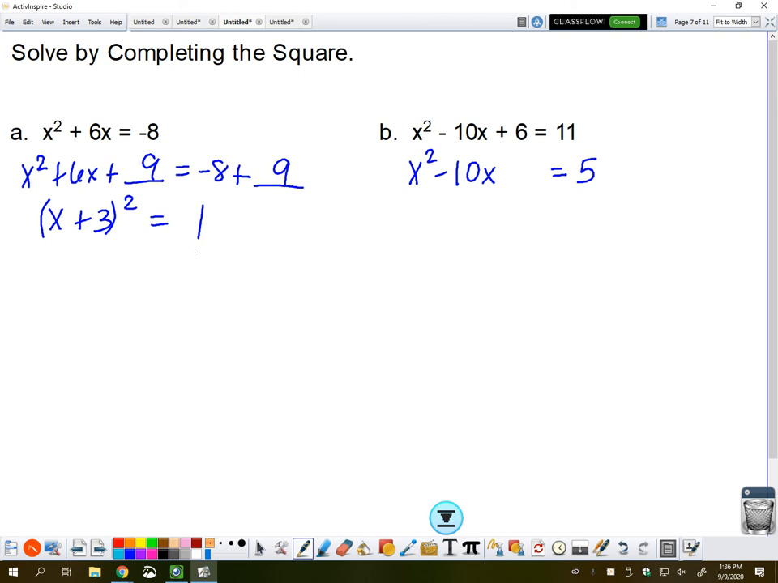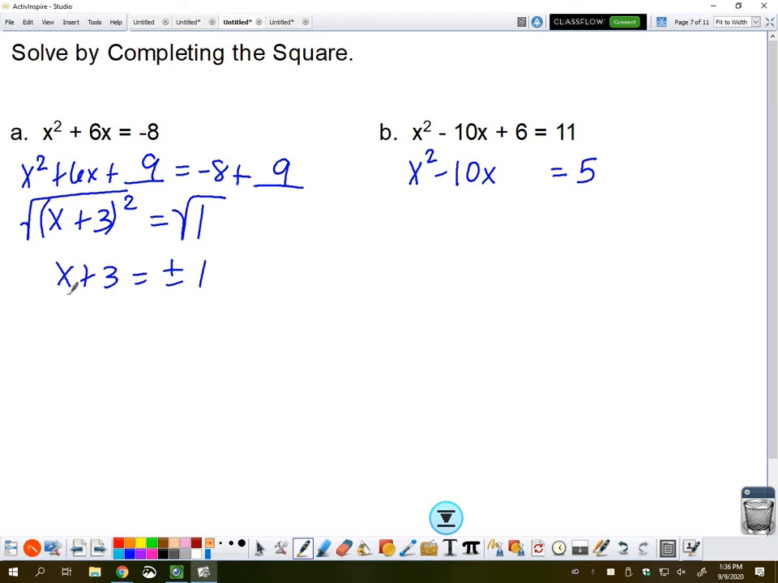So we have that. We forced this to be a perfect square trinomial. We balanced so we didn't mess things up. We factored this perfect square trinomial. Now we have something that we can solve using square roots. So take the square root of both sides. Remember your plus or minus.